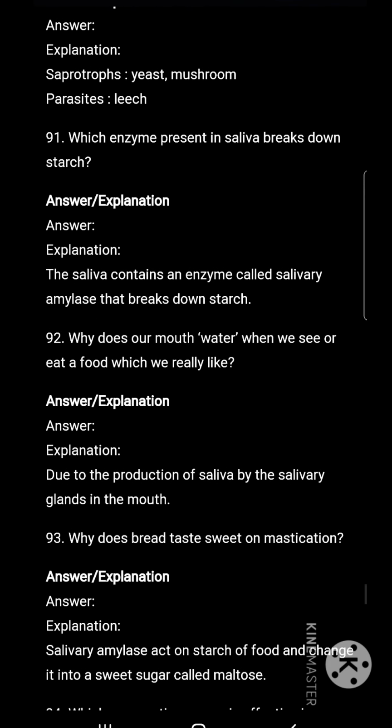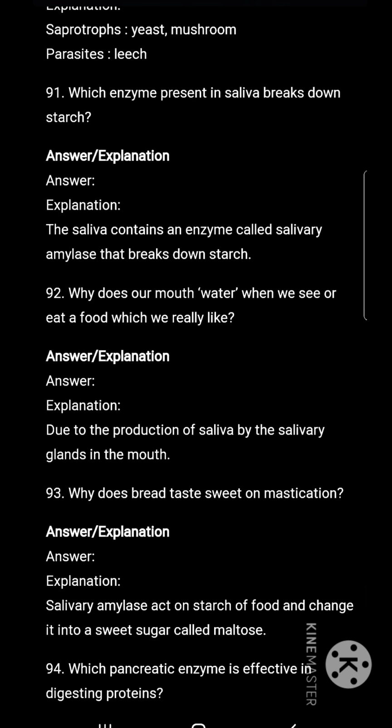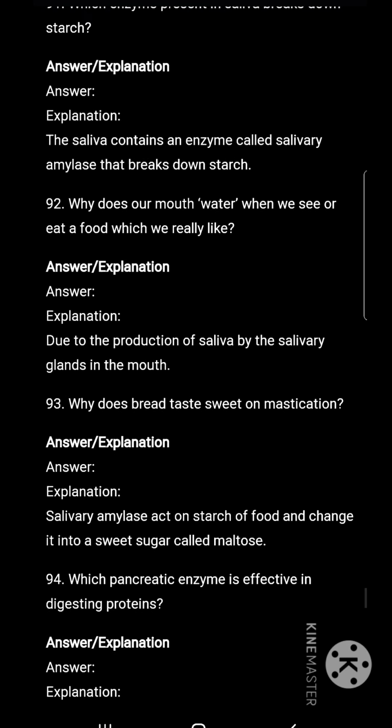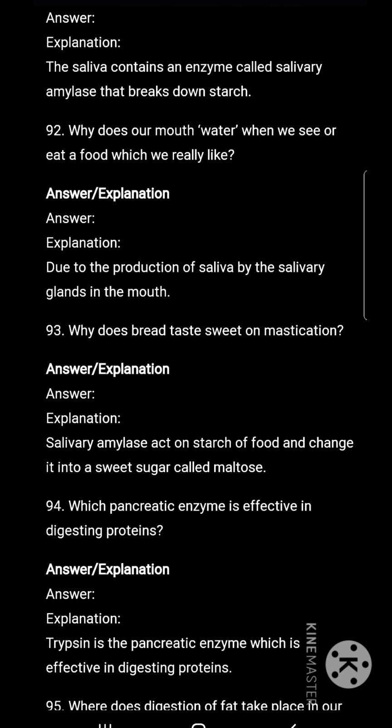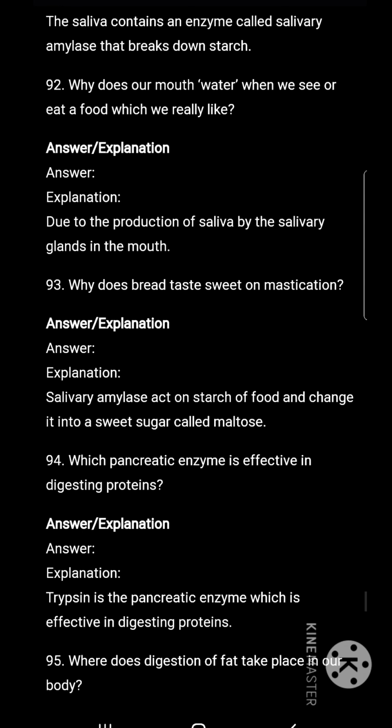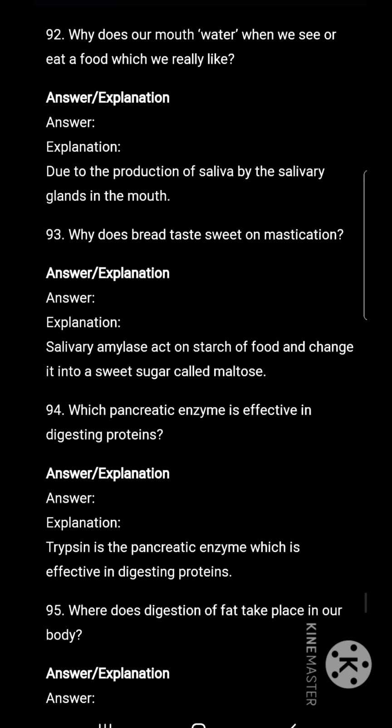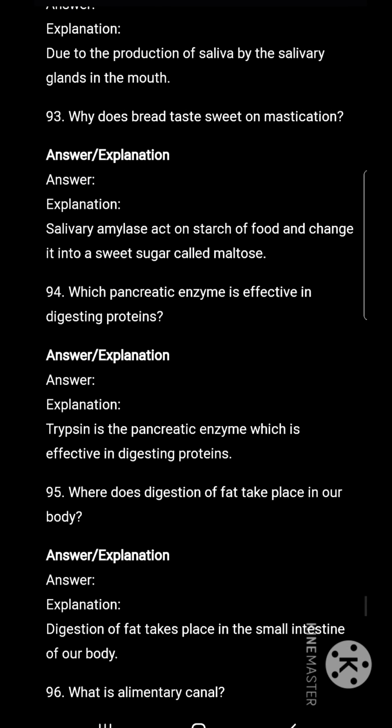Which enzyme present in saliva breaks down starch? The saliva contains an enzyme called salivary amylase that breaks down starch. Why does our mouth water when we see or eat a food which we really like? Due to the production of saliva by the salivary glands in the mouth.